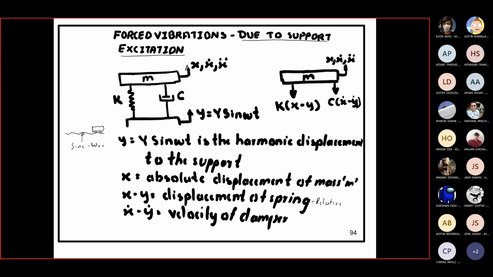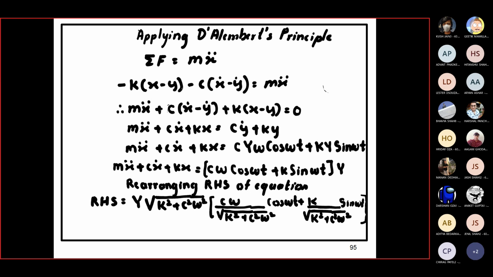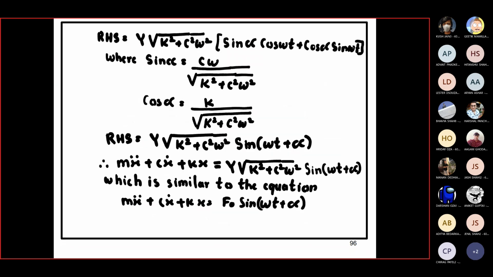All right, so I can write this equation in the form of D'Alembert's principle by writing summation F is equal to m x double dot, that is equal to minus k into (x minus y) minus c into (x dot minus y dot) is equal to m x double dot. Okay, and I can rearrange these terms and take all the y terms on one side, and I can rewrite it in this format. So this equation I can simplify as sine alpha cos omega t plus cos alpha sine omega t, where sine alpha is c omega upon square root of k square plus c square omega square, and cos alpha is k divided by square root of k square plus c square omega square. So RHS becomes Y square root of k square plus c square omega square sine (omega t plus alpha).